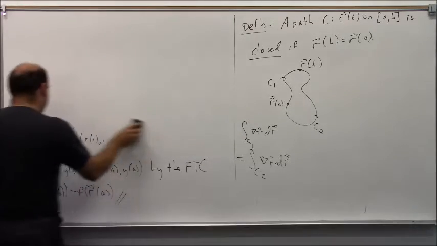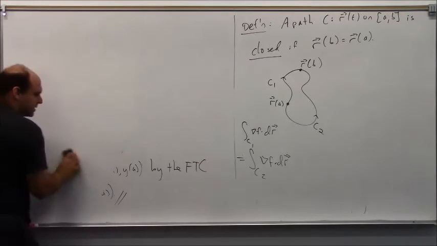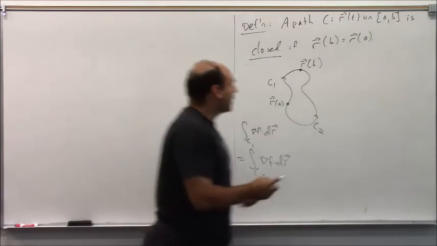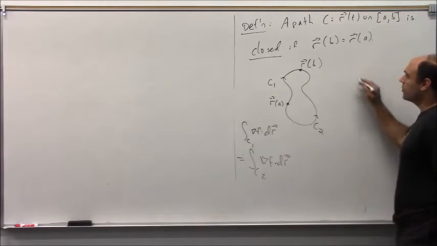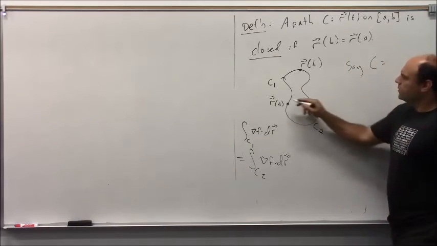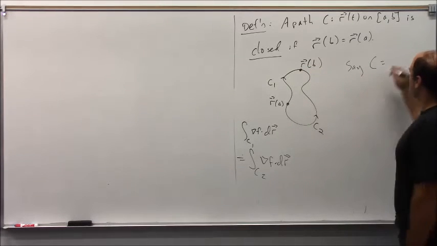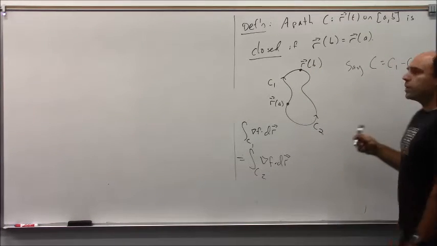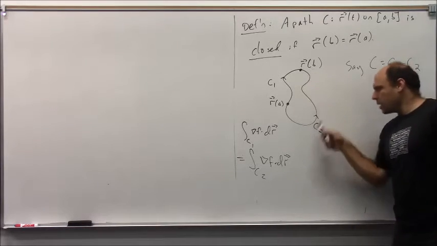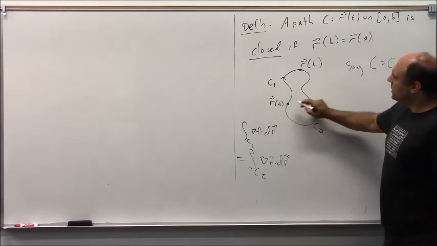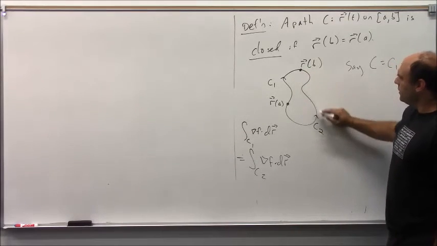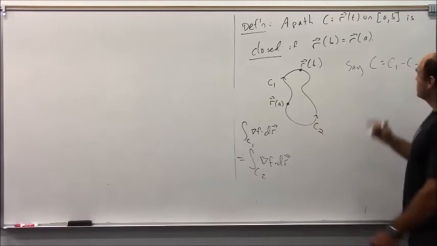But here's another way I can think of that. Since C1 and C2 together make a closed curve, I can draw a conclusion about closed curves. So let's say C is equal to C1 minus C2. Remember, negative C2 means traverse C2 but in the opposite direction. So C1 minus C2 means start at r of a, come on up to r of b, and then travel along C2 back to r of a. So C is a closed curve.